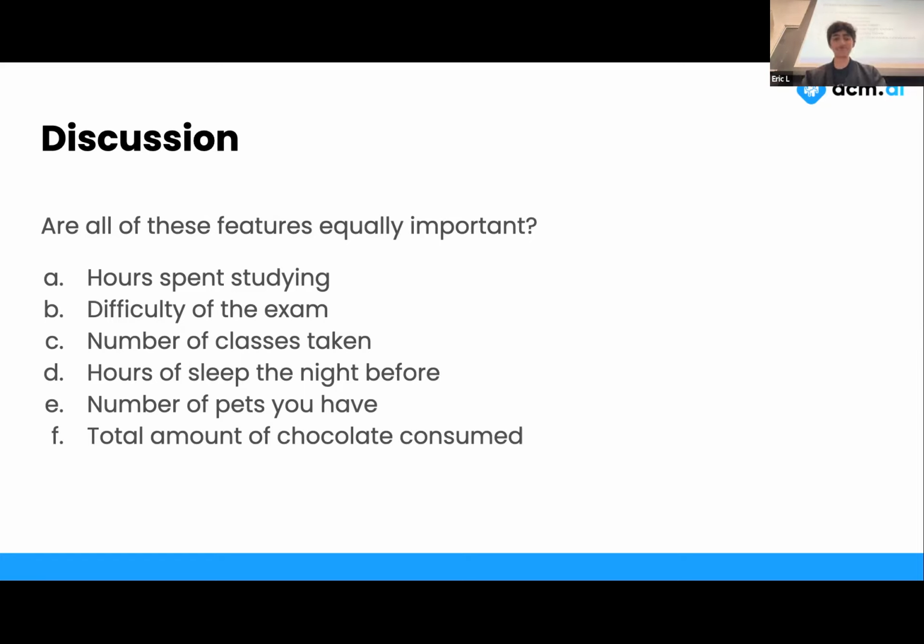Pets provide a lot of emotional support. Okay, and total amount of chocolate consumed, my personal favorite. Yeah, no, not as important as pets. Okay, understandable. But we will have a different weighting for all of these values.